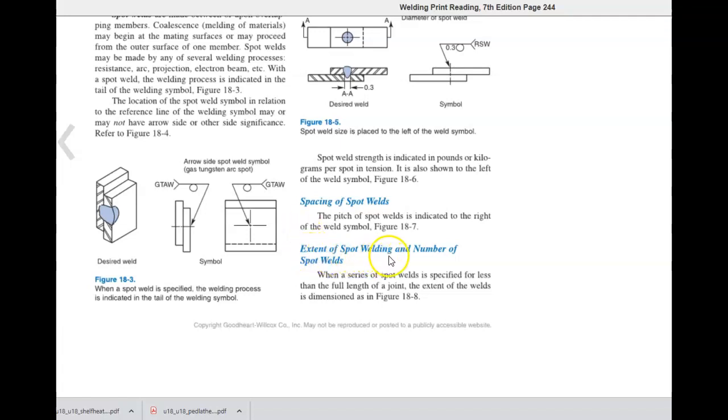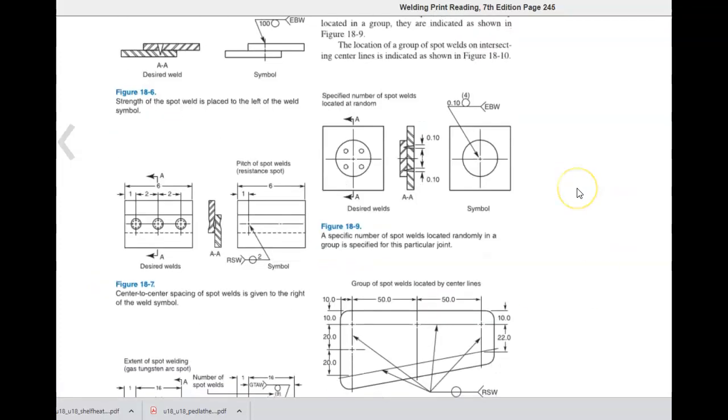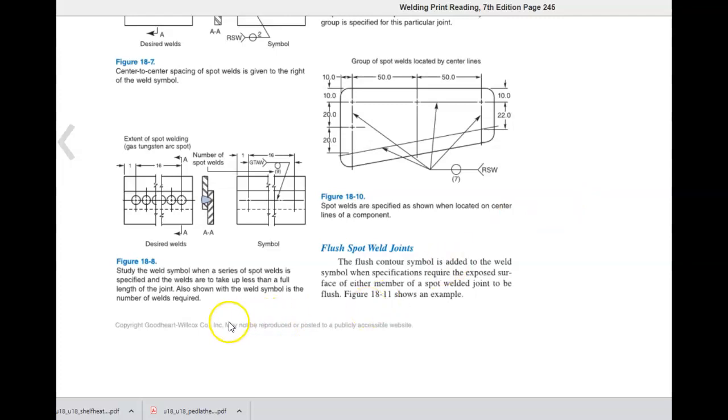Extent of spot welding and number of spot welds. When a series of spot welds is specified for less than the full length of a joint, the extent of the welds is dimensioned as in figure 18-8. Study the weld symbol when a series of spot welds is specified and the welds are to take up less than a full length of the joint. Also shown with the weld symbols is the number of welds required.